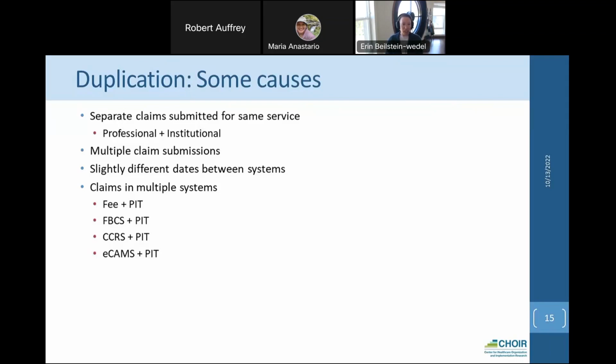And then of course, if you're looking across all of the systems, then PIT has most of the fee and FBCS records, and it has the CCRS, and it has the eCAMS. So if you're looking in multiple systems, then you need to think about how you might want to deduplicate, or better yet, avoid duplication if you can at the beginning.